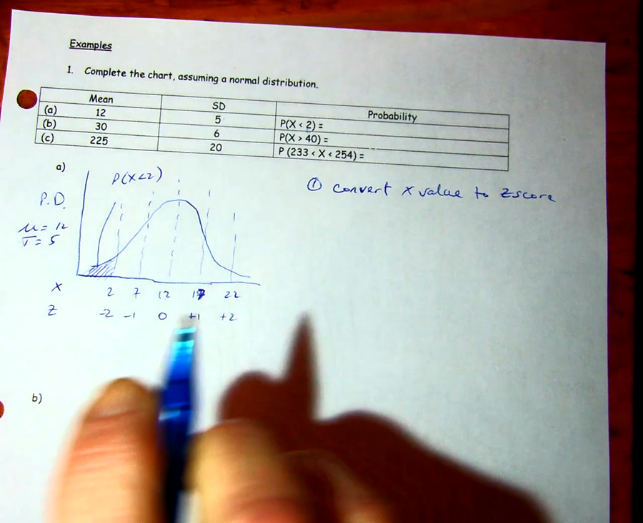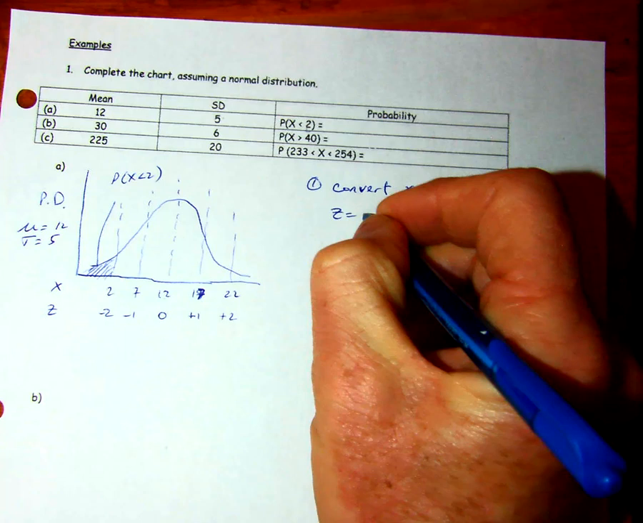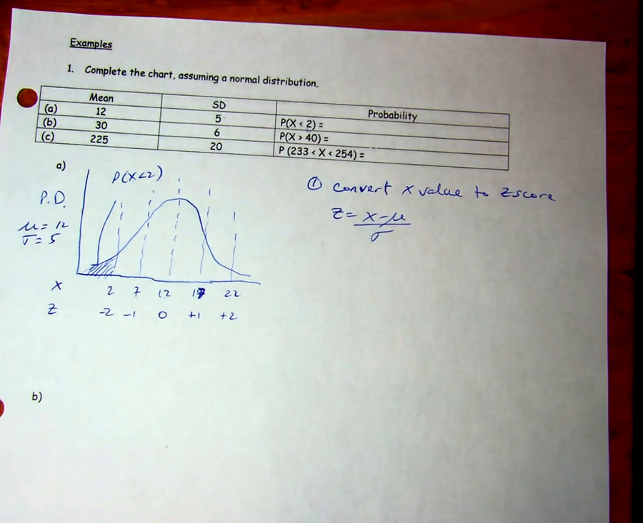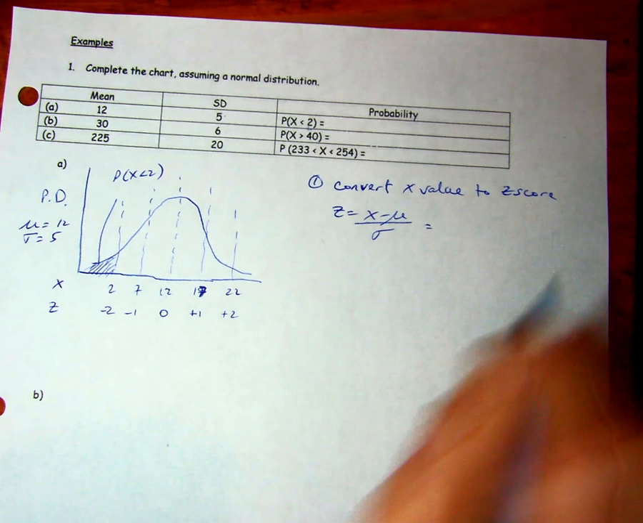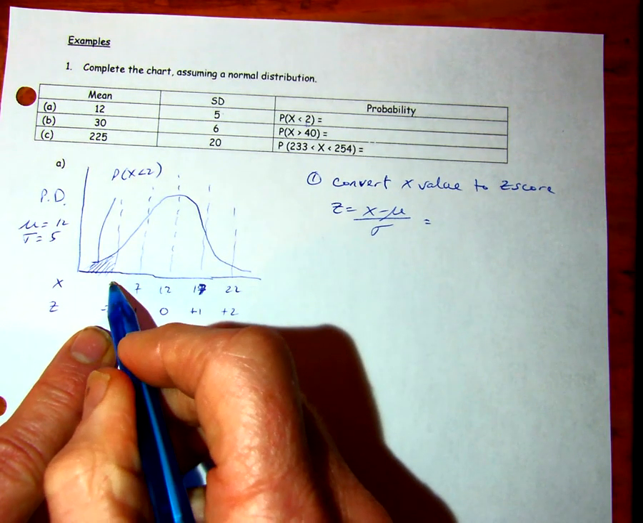Well, there's a simple formula. What was the formula? There it is. Pretty simple. Z equals x minus the mean over the standard deviation. And we actually see it right there. 2 is scored. We can see that.